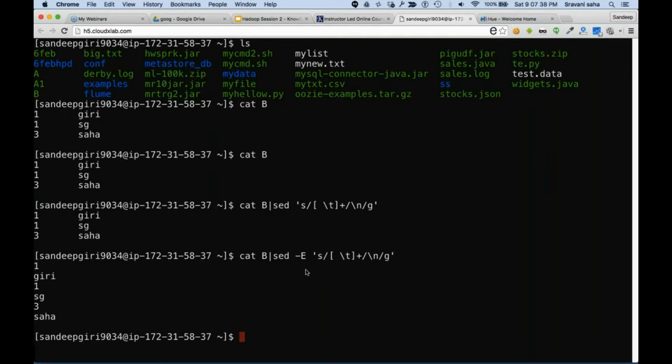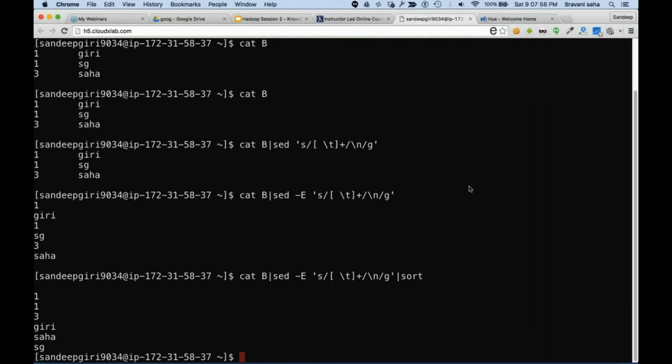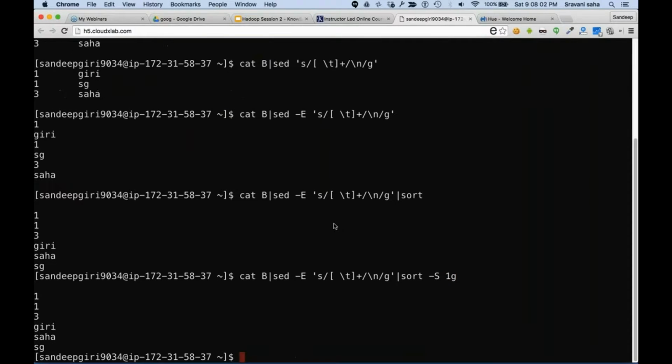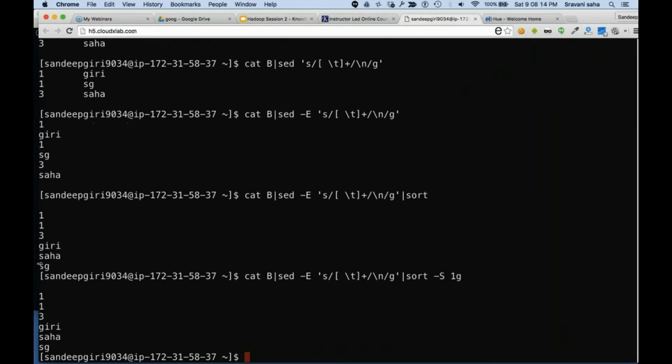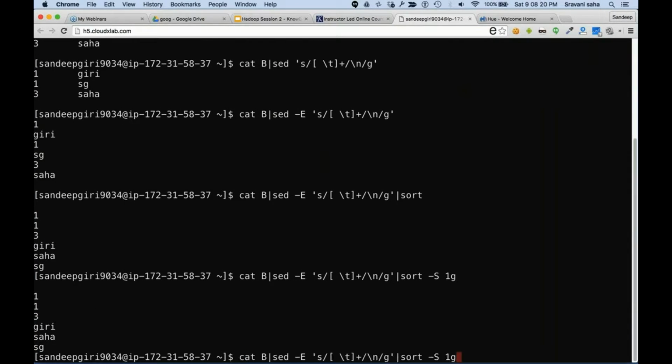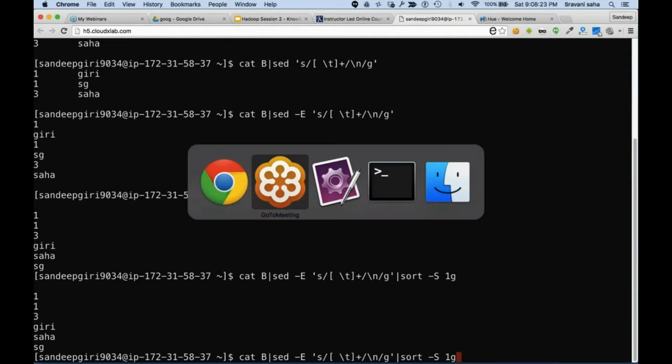So we were able to convert the input file, which is the output of B we have given to SED. And remember, SED has not changed the file B. It has only printed it to you. Now, the output of SED we can further give to the sort command. In case your data is really huge, you could say sort minus S and 1 gigabyte. It means consume only 1 gigabyte of memory. Now you can see that the data is ordered alphabetically or by using the actual values. So the sort command gave us this result in a sorted manner.